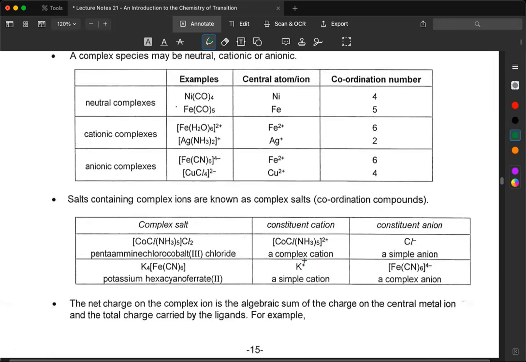We also have solids that contain complex ions. They are known as complex salts. They do exist as well. Like this.